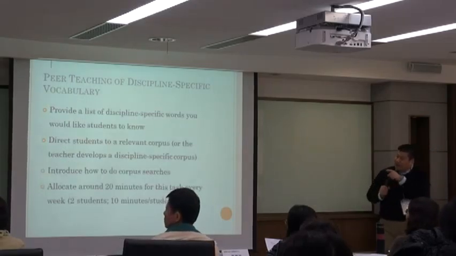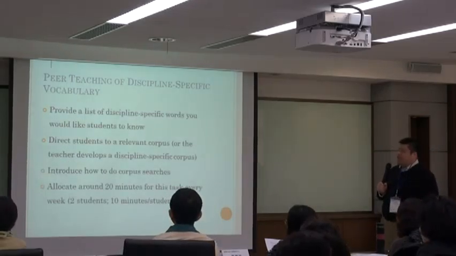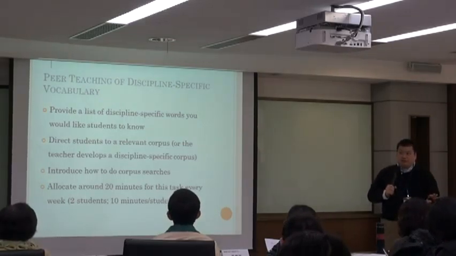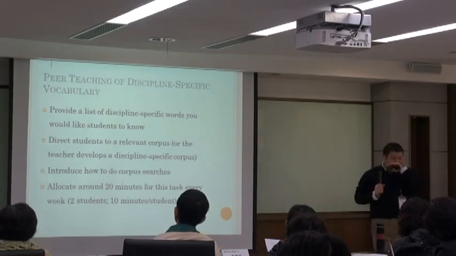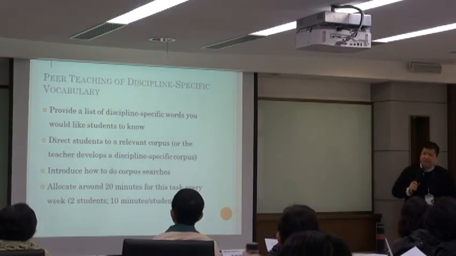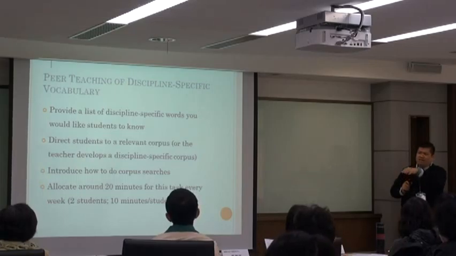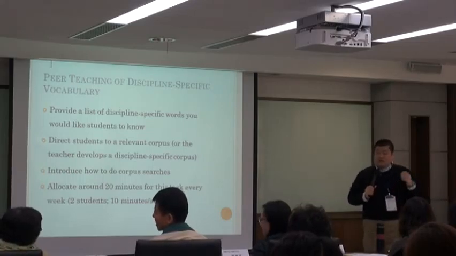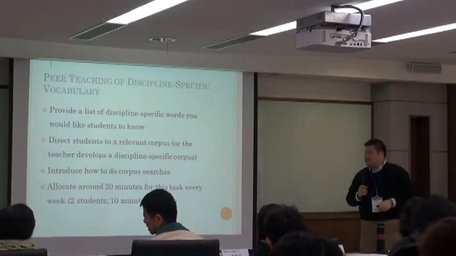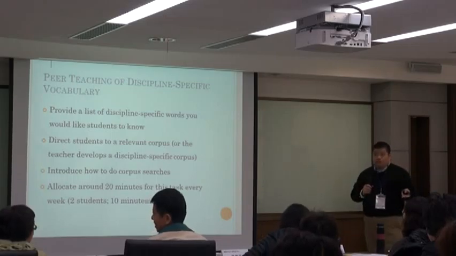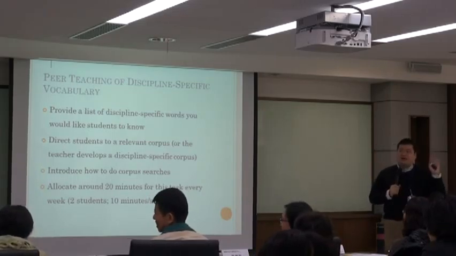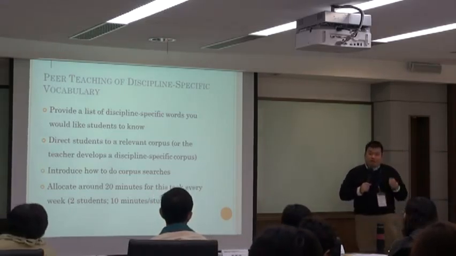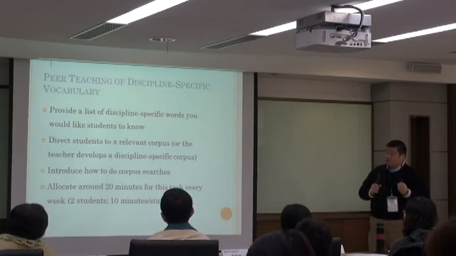So I just highlight how we can do this. Provide a list of discipline-specific words, not general English words. Think about your own context. So earlier on, mechatronics. You can do that one, or other words. Provide a list of words, and then ask them to choose. So they decide at the beginning of the semester which word they are going to look up from the corpus. And then direct them to the relevant corpus.